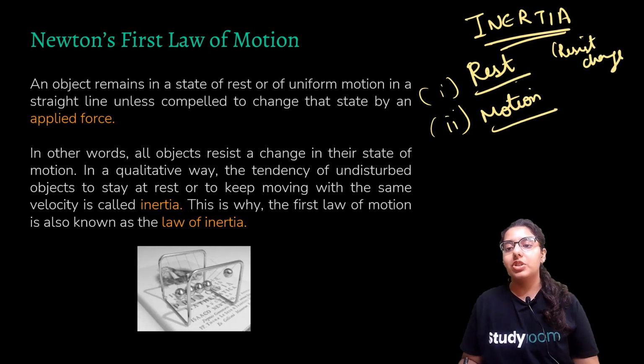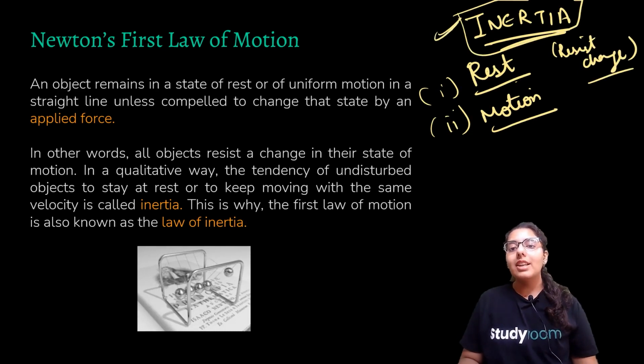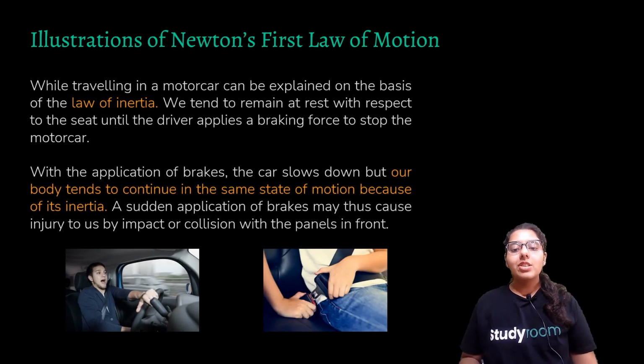That is inertia. So let's say that inertia has 2 types: one is inertia of rest and one is inertia of motion. We'll study this in detail. Now, illustrations of Newton's first law of motion.